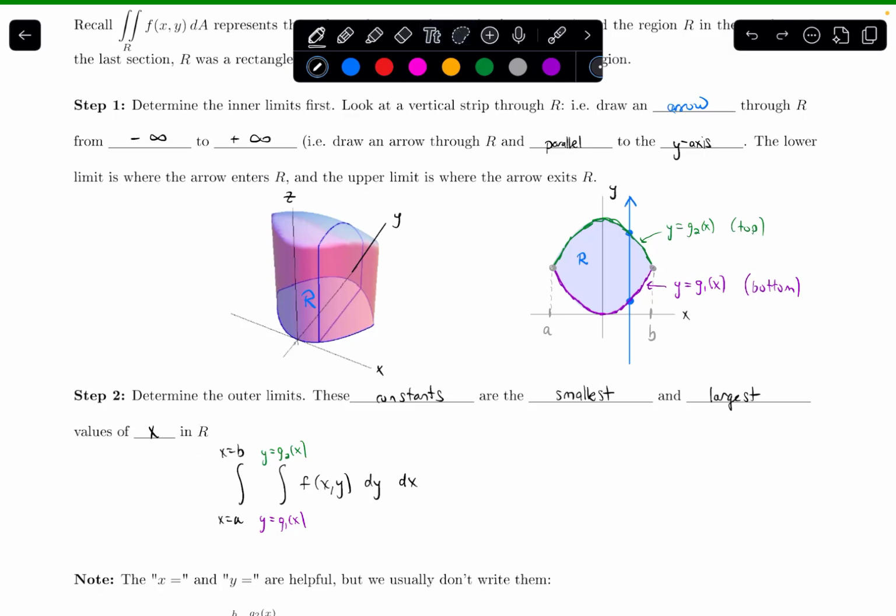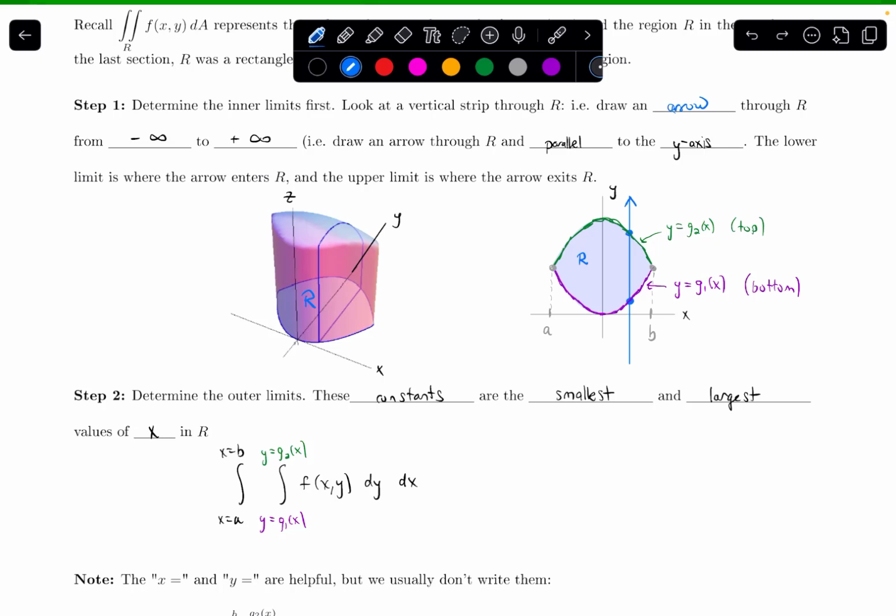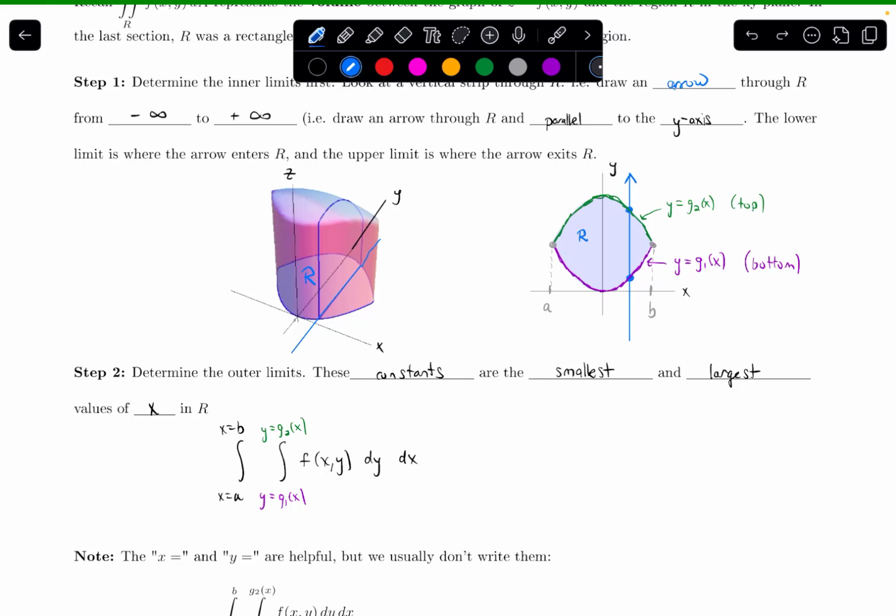So conceptually, what is this double integral doing? In my 3D picture, this arrow through the region R that we drew, I can draw that kind of here, parallel to the y-axis, and then it goes through the region, and then it keeps on going. Let's have it keep on going.